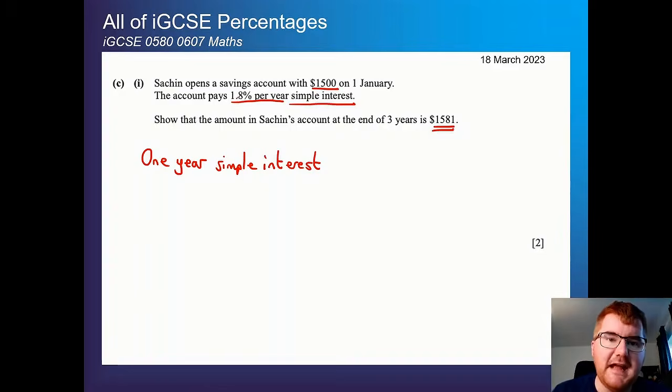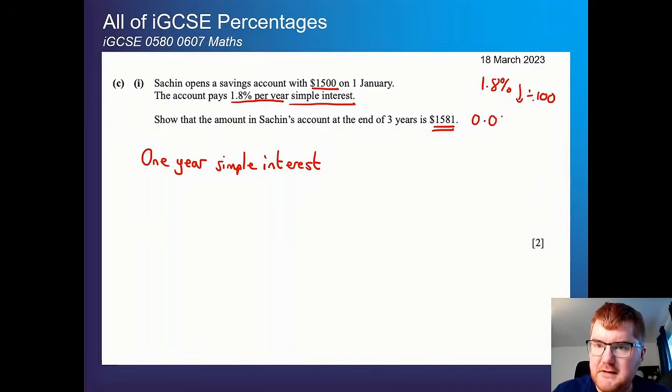Now remember, 1.8%, if we convert that into a multiplying decimal by dividing by 100, that's going to give us 0.018. So to work out 1 year's interest, we take 1,500 and then times by 0.018.